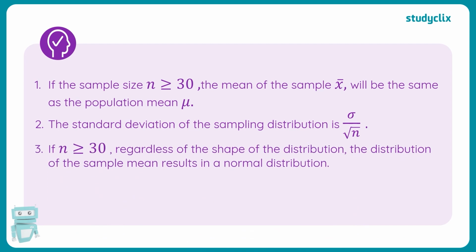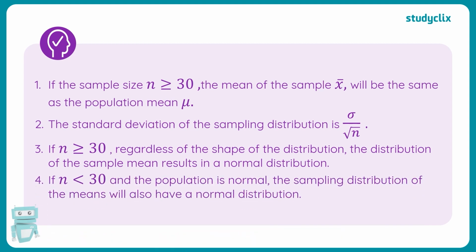Number 3, if the sample size is bigger than or equal to 30, so this is the key number here, bigger than or equal to 30, regardless of the shape of the original distribution, the distribution of the sample means results in a normal distribution. So that's pretty mad. So whatever the shapes of these individual sample means have, if we have more than or equal to 30 of these samples, we'll get a normal distribution. So regardless of the shape of the original distribution, the taking of the averages of the samples results in a normal curve. Now that is pretty cool.